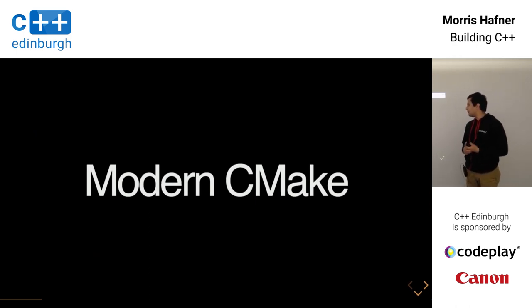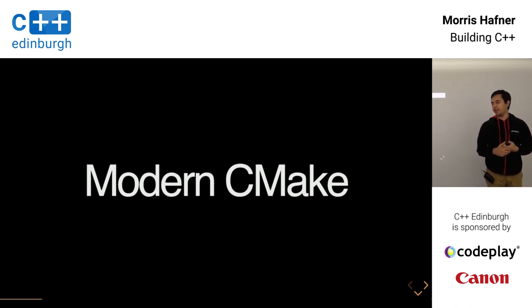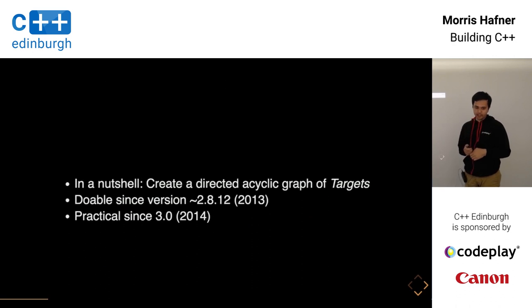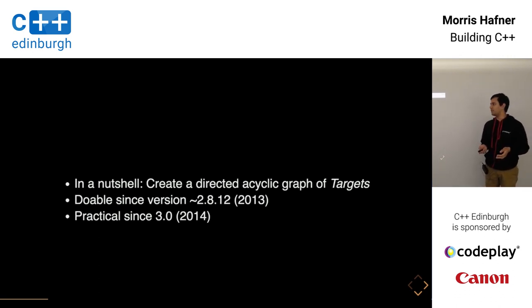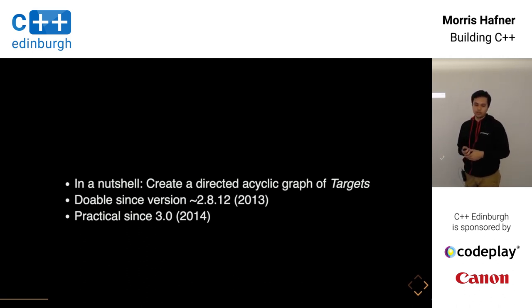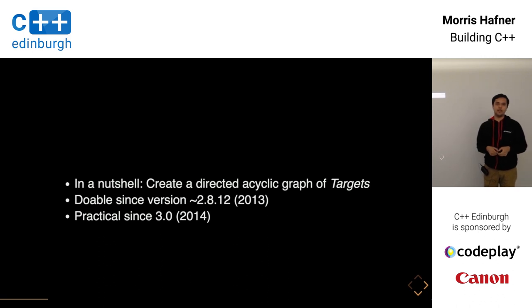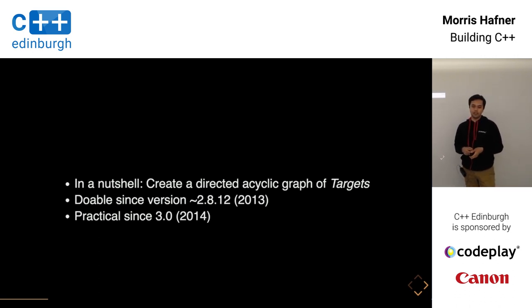But in recent years, there is a new set of patterns on CMake advertised called Modern CMake. And in a nutshell, it means that you don't juggle around with global variables or set properties on directories or whatever. You create a directed acyclic graph of the targets you want to build. And it's doable roughly since CMake 2.8.12, but it's only really practical since CMake 3, because CMake 3.0 added a lot of syntactic sugar that makes this actually practical.